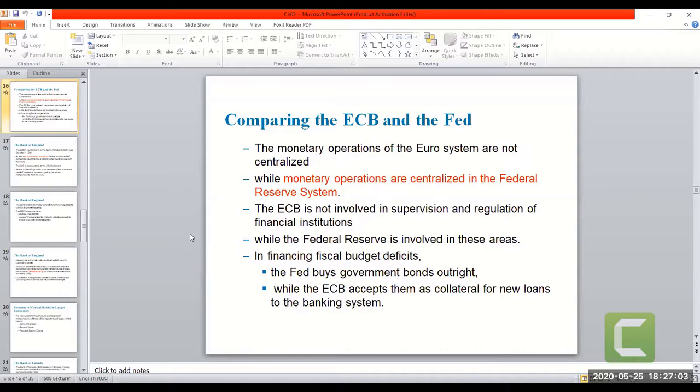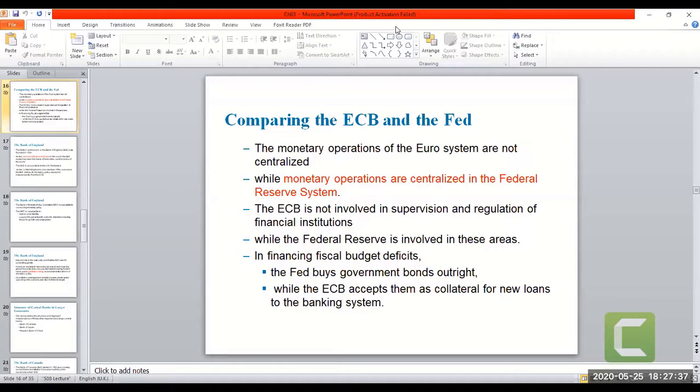In addition, with regard to physical budget deficit, In the case of Fed, Fed buys government bonds outright. The Fed can invest in government bonds.